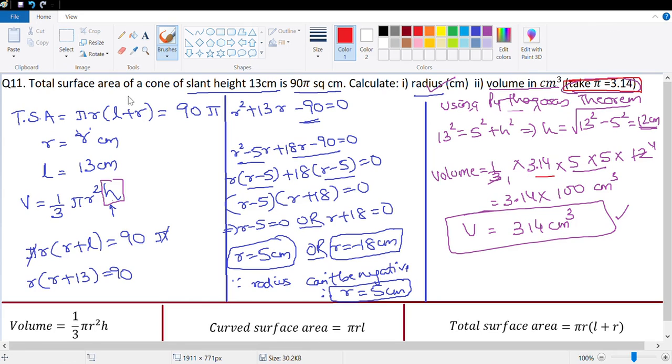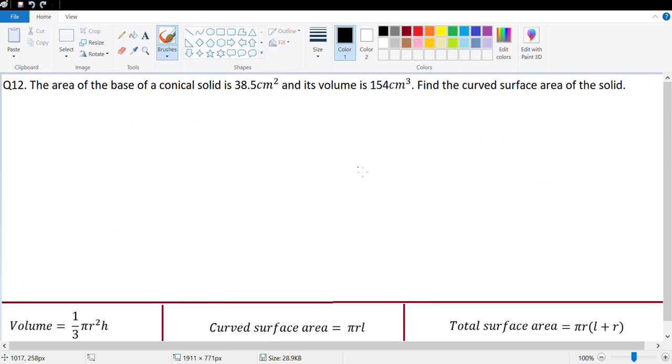The next question that we do is question number 12. Now, question number 12 says the area of the base of a conical solid is 38.5 centimeter square and volume is 154 centimeter cube. Find the curved surface area.